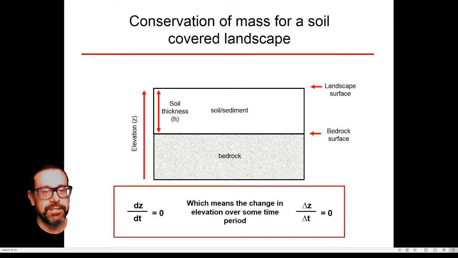There are no processes introduced in this very simple diagram that would change either the bedrock surface position or the landscape elevation surface. And so for those of you who are not familiar with calculus, an equivalent statement to dz by dt being equal to zero is that delta z over delta t is equal to zero. That is, the change in the elevation with respect to the change in time is equal to zero.